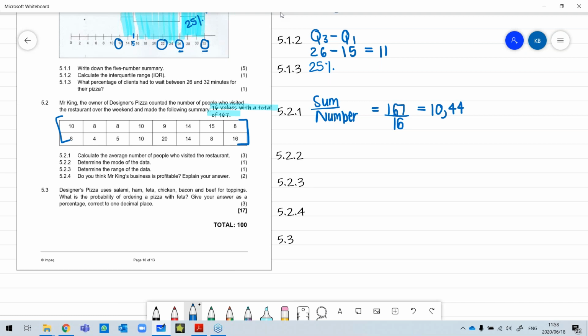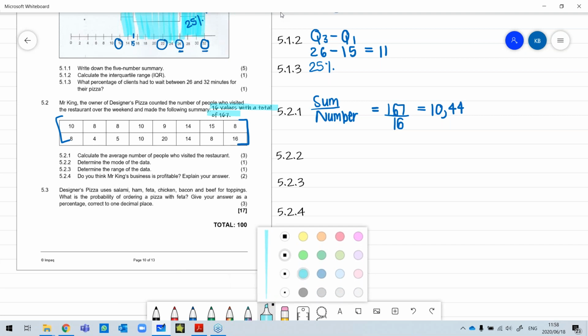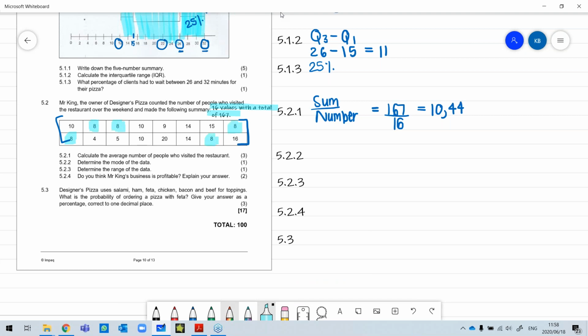Question 5.2.2, determine the mode of the data. So our mode is the value that comes across the most in the set of data. It's generally easiest seen if you arrange your data from the biggest to the smallest or from smallest to biggest. But for the purpose, we are quickly just going to do a check, an overview. And you will find that 8 is the modal value.